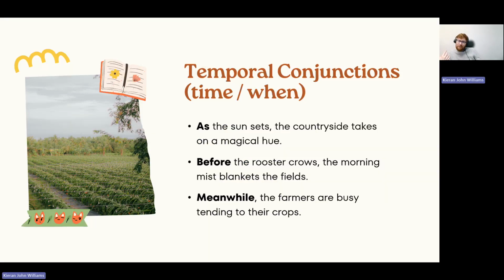So, let's first of all consider those temporal conjunctions, which are those ones talking about time. So they help readers understand when something happens and how the events unfold in relation to one another. So, for example, phrases like as the sun sets, before the rooster crows, and meanwhile guide the reader through the time smoothly. They add a sense of sequence, of movement. If you don't use them, events feel kind of abrupt and disconnected like that. And with them, it feels like a story. The narrative flows naturally.